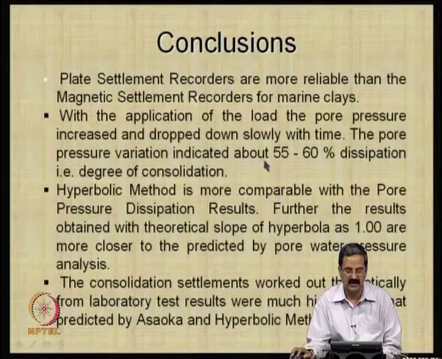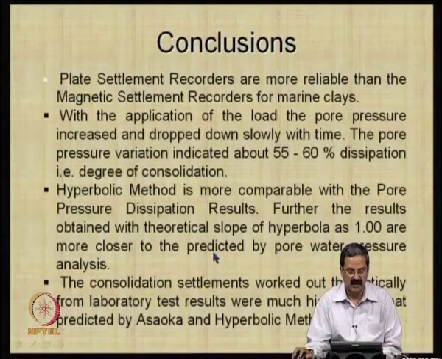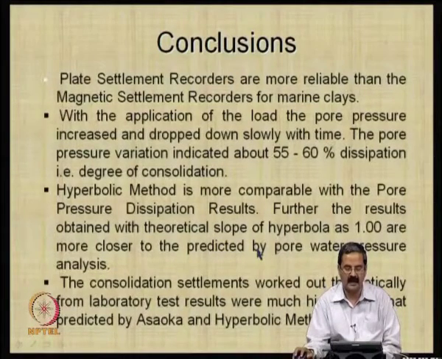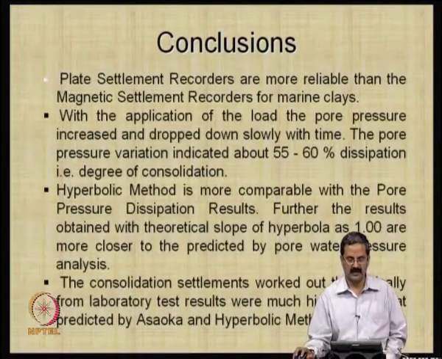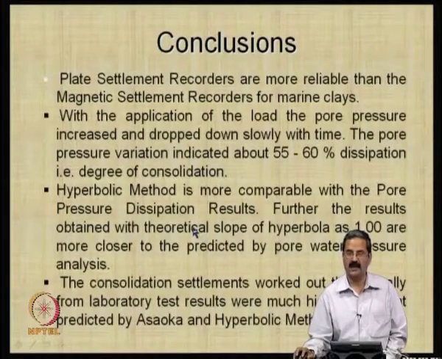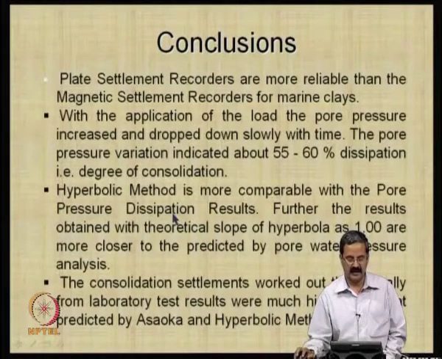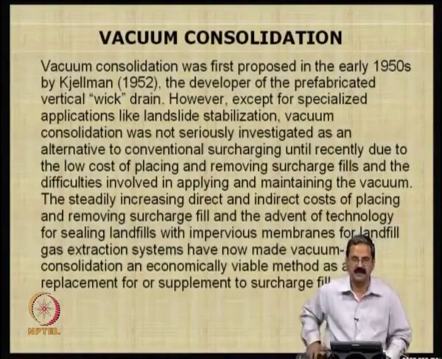The pore pressure variation indicated about 50 to 60% dissipation, degree of consolidation. People are more comfortable with the hyperbolic method, since it is much closer to the values that you obtain. You have an equation using the hyperbola to predict settlements and the pore pressures, and that seems to be reasonably okay compared to the Asaoka method. But as I just mentioned, these are specific, case to case basis.